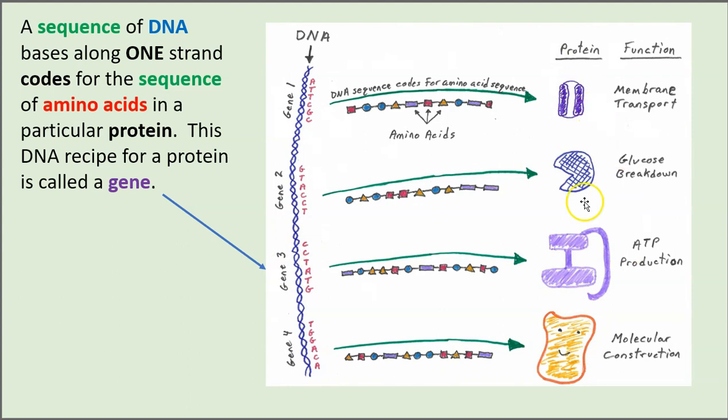Each of the proteins is composed of a sequence of amino acids, and that sequence of amino acids is uniquely specified by a sequence of DNA letters, and the sequence of DNA letters that codes for a protein is called a gene.